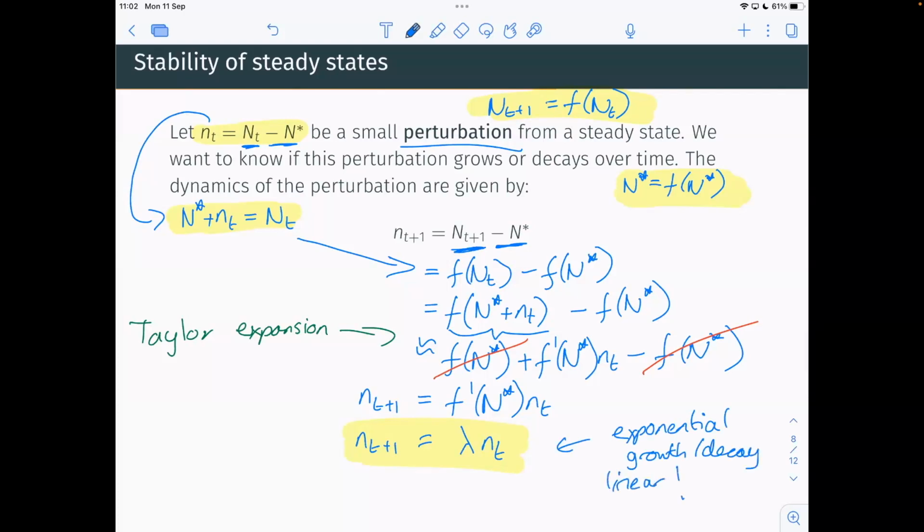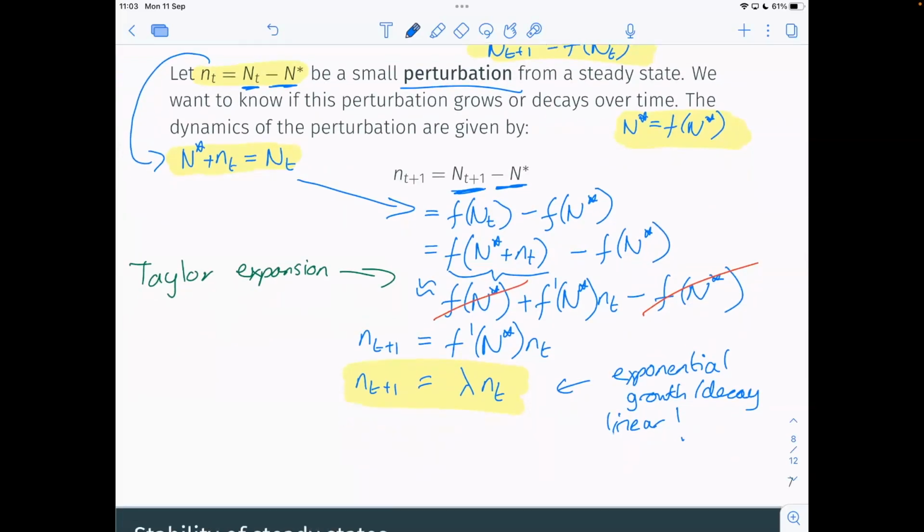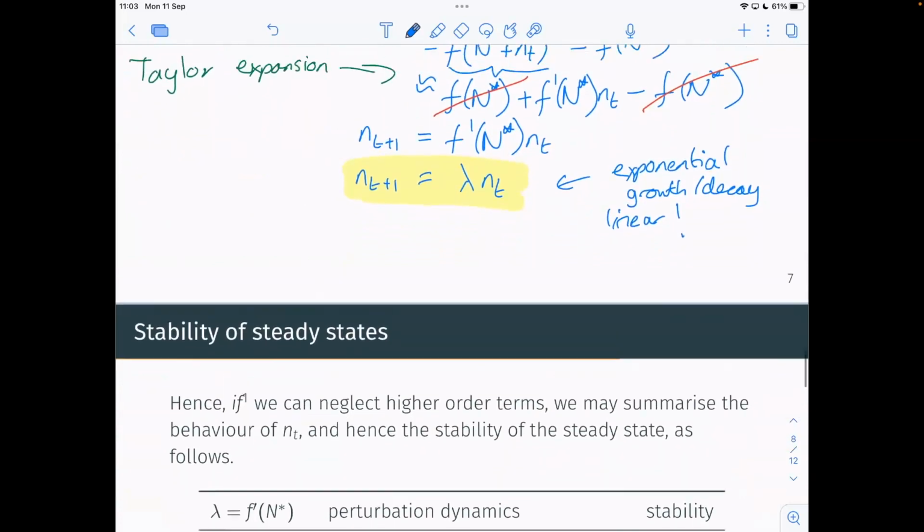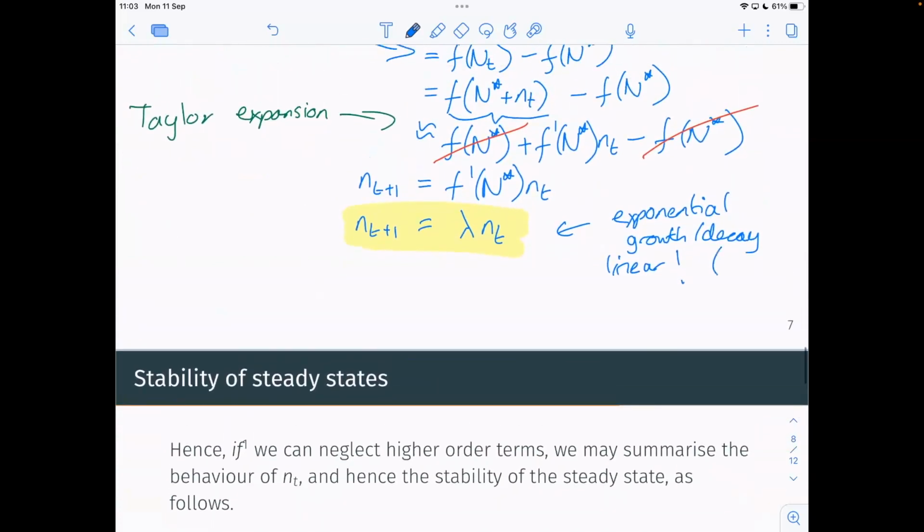So we've transformed this difficult nonlinear problem into a simple linear problem. We know how to deal with linear models. We did that last week, right? Things either blow up to infinity or they decay. I should say exponential growth or decay. There's a slight caveat here when lambda is positive. We'll get on to this in a moment.